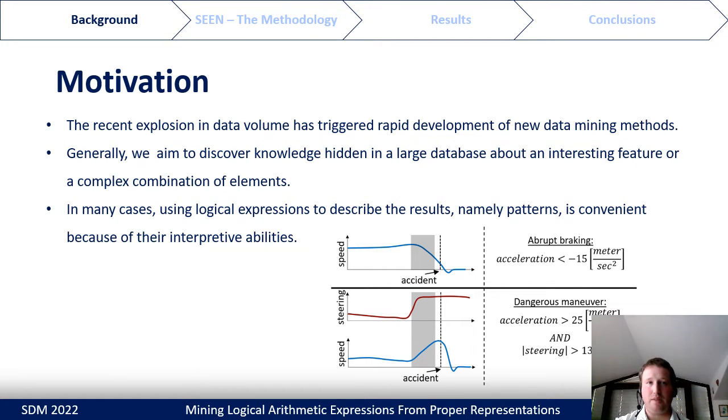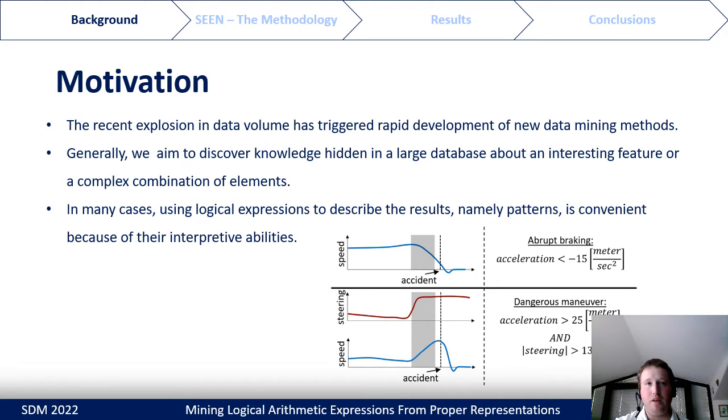Let's begin with some motivation. Nowadays, we encounter huge databases and data streams. This explosion in data volume has triggered a rapid development of various data mining methods. The general goal of these algorithms is to find interesting relationships between the variables from which our database is made of. In many cases, logical expressions are very convenient for describing the mining results, which are usually called patterns.